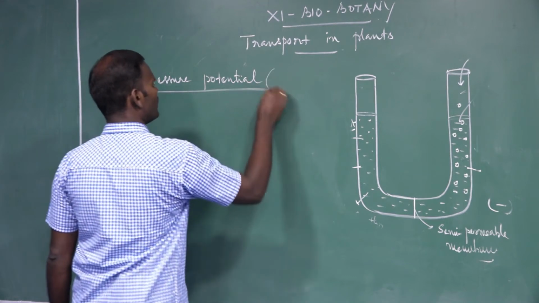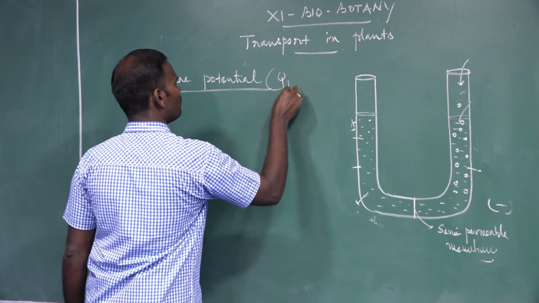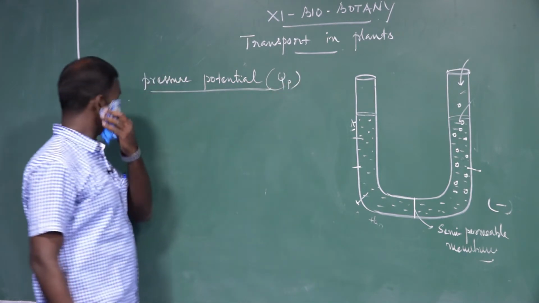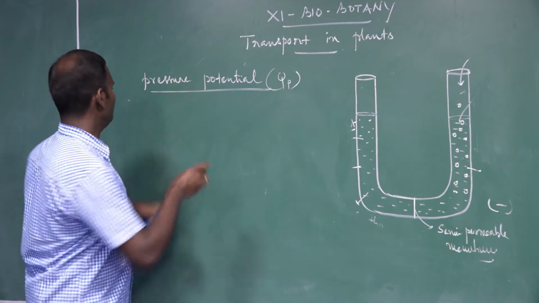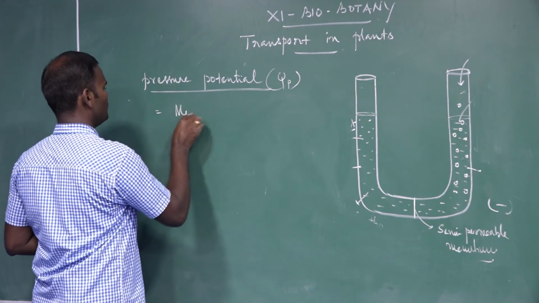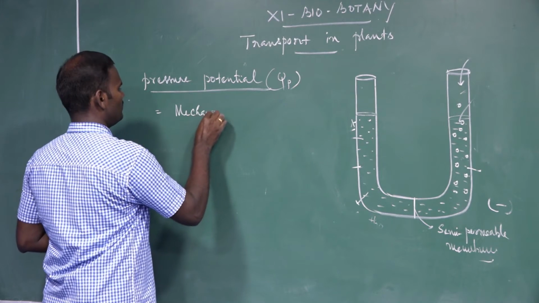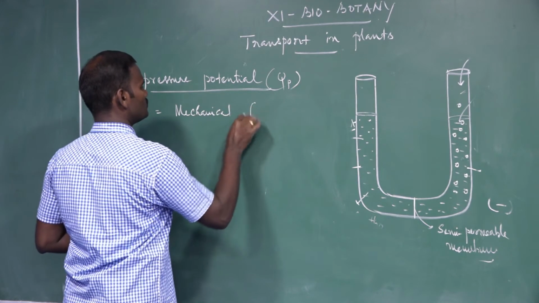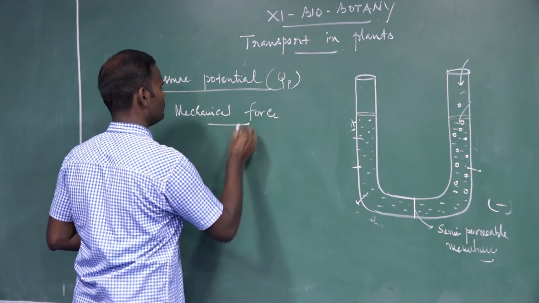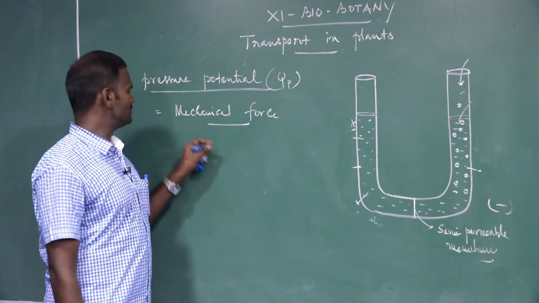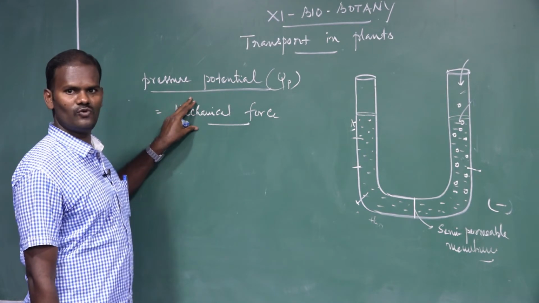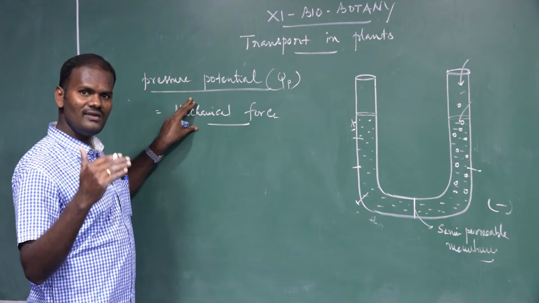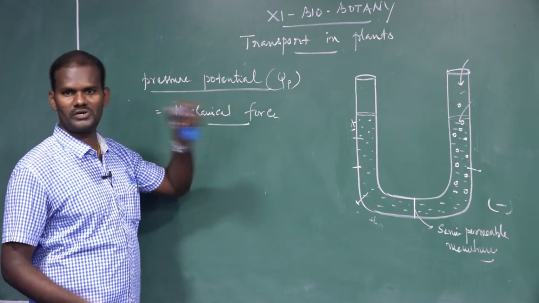It is denoted as psi P, pressure potential. What is called pressure potential? It is a mechanical force. It is denoted as pressure potential, work on the mechanical force. It always works against the solute potential.